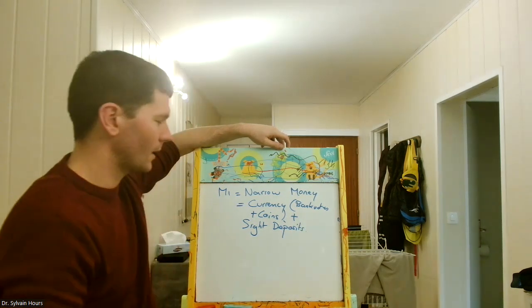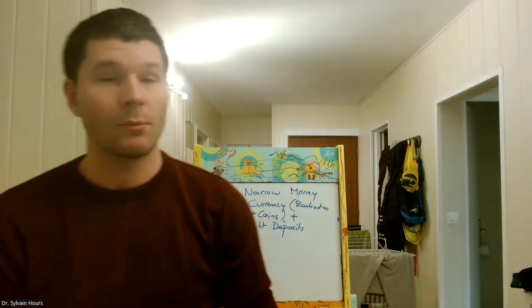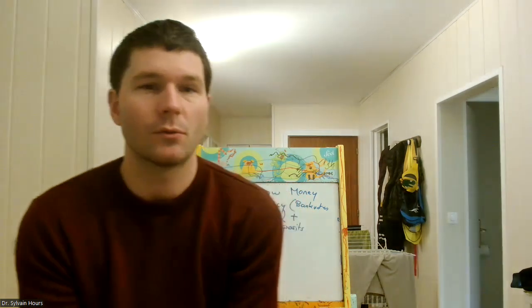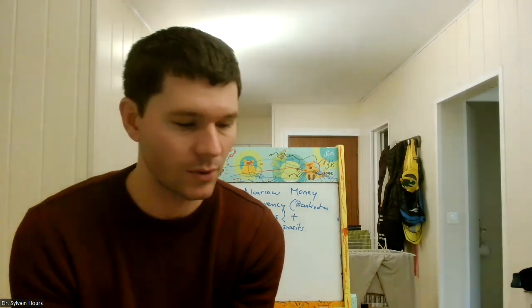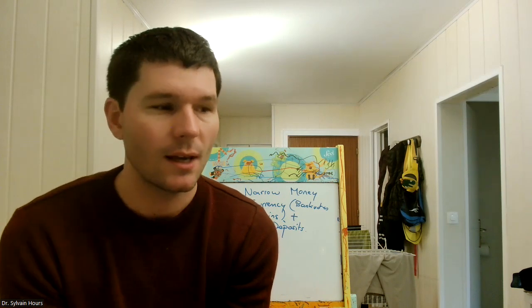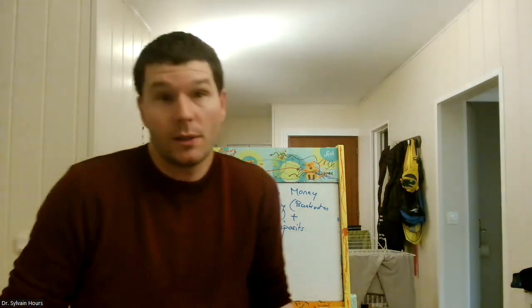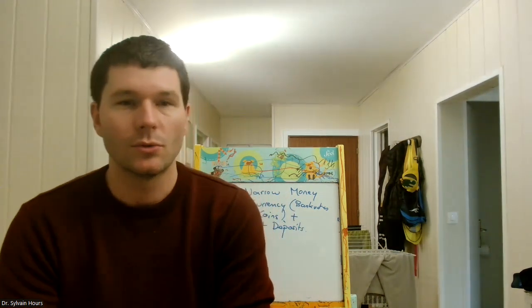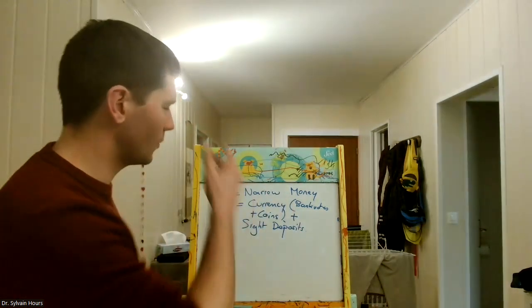So sight deposits, there are several names. Sometimes we call them checkable deposits because you can write checks on those deposits, which means that you can directly use them to buy goods and services. They are also known as demand deposits because you can basically demand these funds anytime you want. You can go to the ATM and you can get the money. And of course, sight deposits are very, very liquid, simply because you can use these deposits whenever you want to buy goods and services. So they are very liquid.